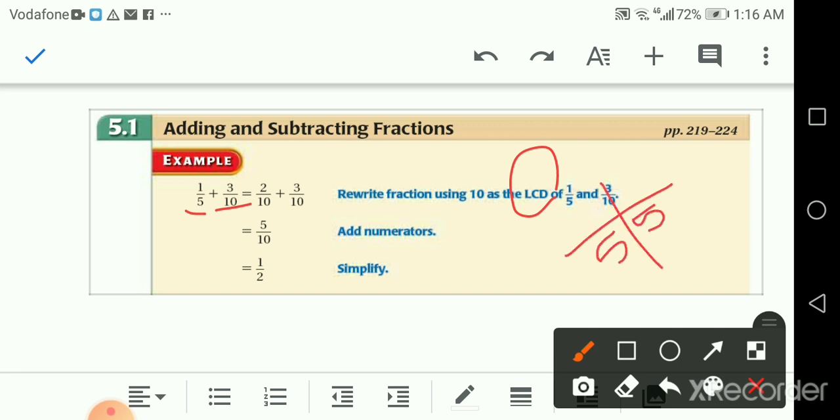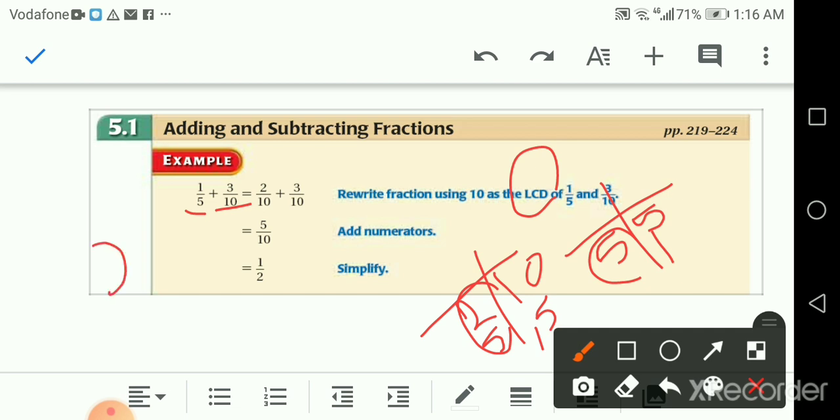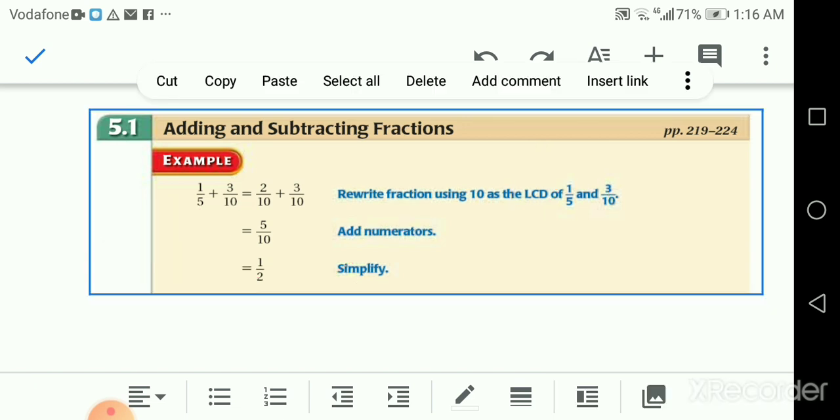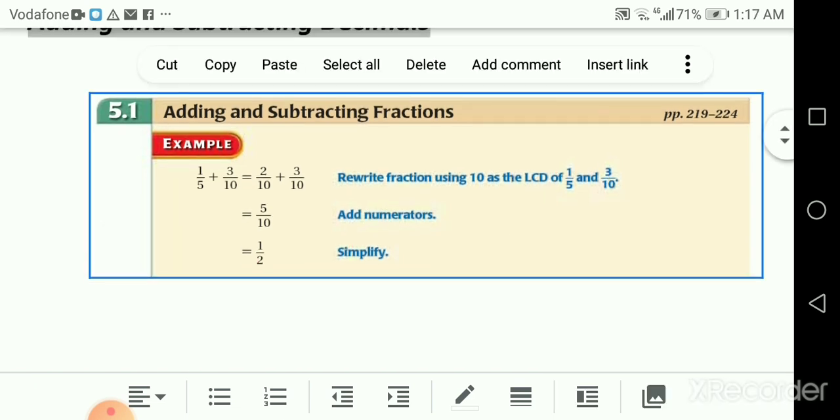Okay, 5 divided by 5 equals 1 in prime factorization, and I have 10 divided by 2 gives me 5, divided by 5 gives me 1. So I have here 2 and 5 and here 5. For the LCM, we will take from each one just one, 2, and from the unrepeated and the repeated, multiply 5, it's 10. So the denominator is 10.